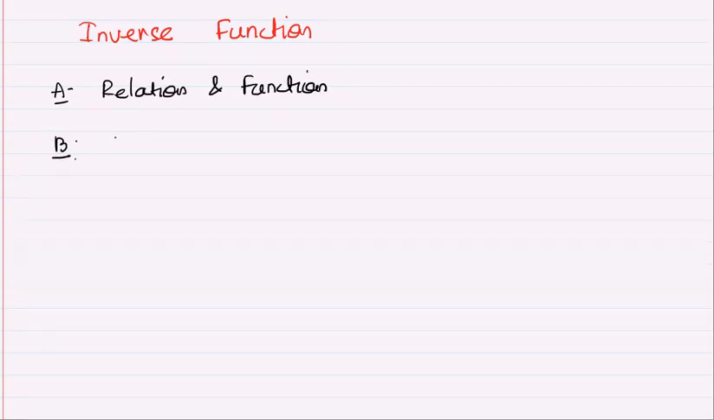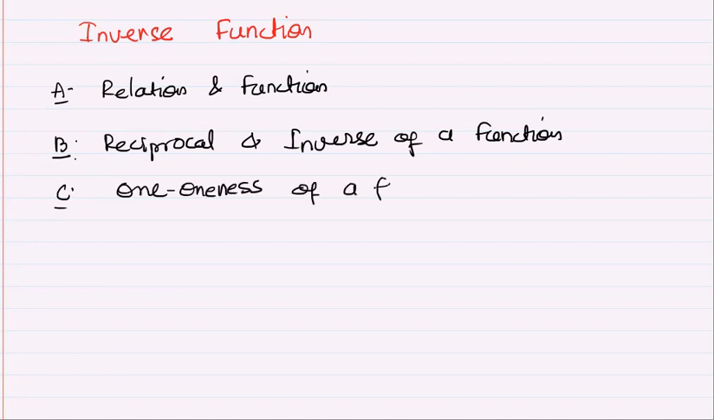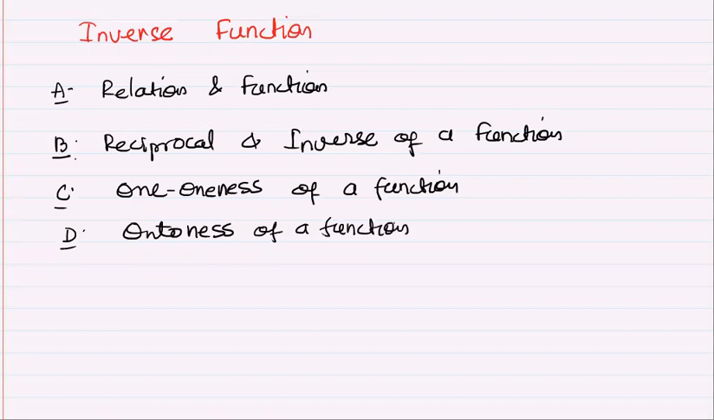Okay. Second thing, reciprocal of a function and inverse of a function. This difference should be very clear. Okay. Then the third thing is one-oneness of a function, and the fourth is ontoness of a function, and the fifth thing is invertible. Invertible, whether the function is invertible or not.